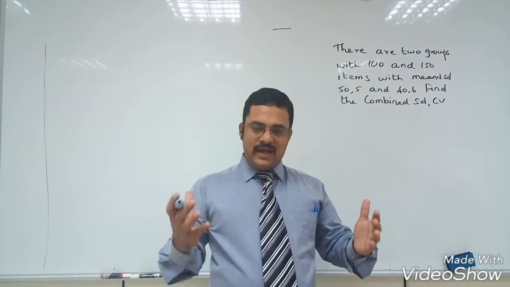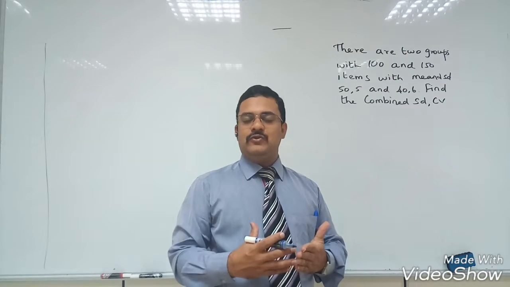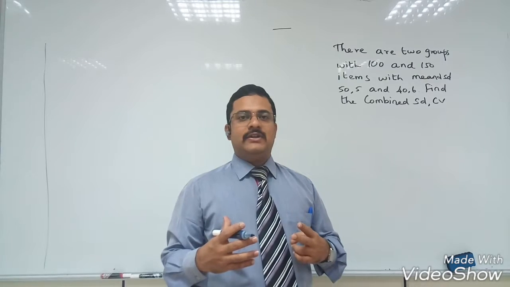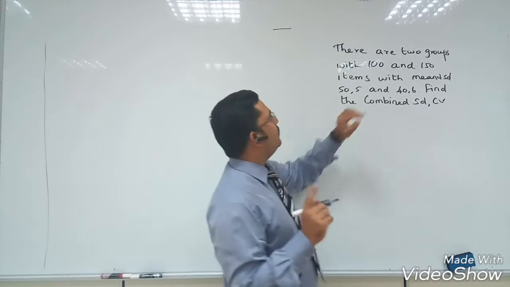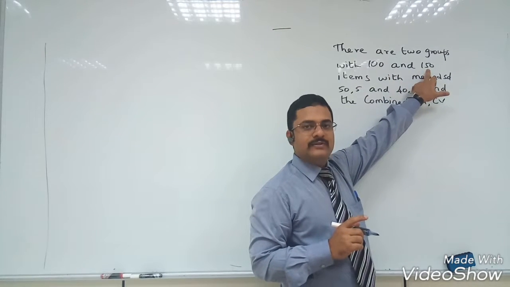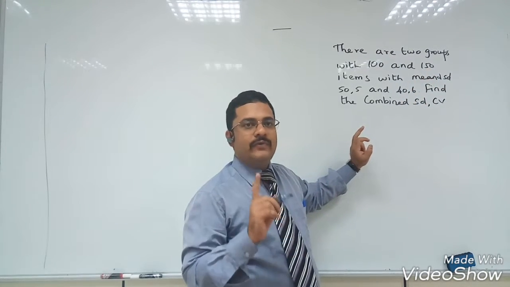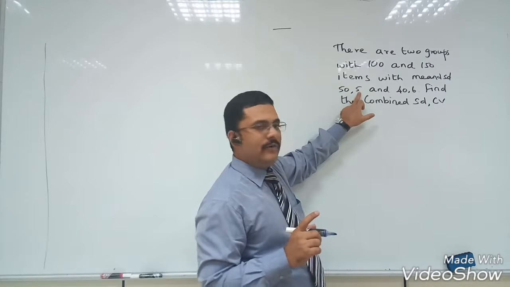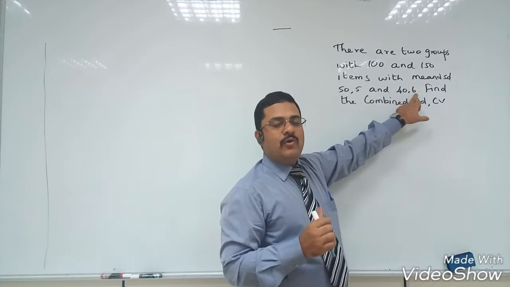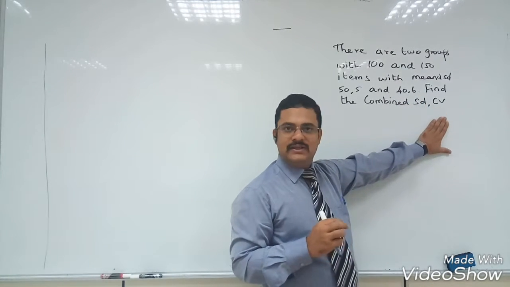See, combined in the sense there should be two or more items to join. So for the sake of convenience, here we are utilizing two items, where one item possesses 100 items and another item possesses 150 items. The average and the standard deviation of the first item is 50 and 5, and the other item is 40 and 6. Now our mechanism is to find the combined standard deviation and CV.